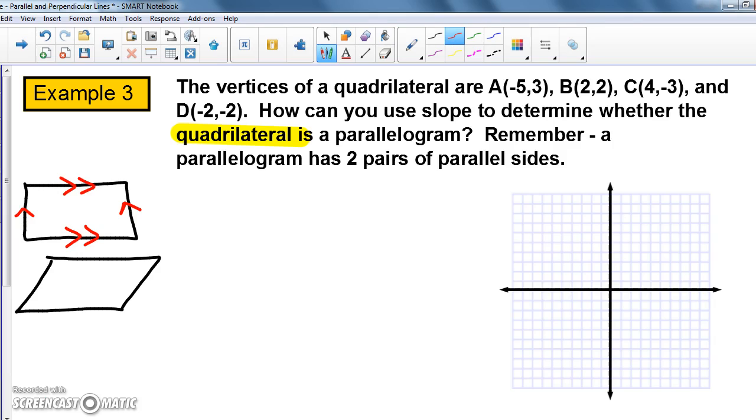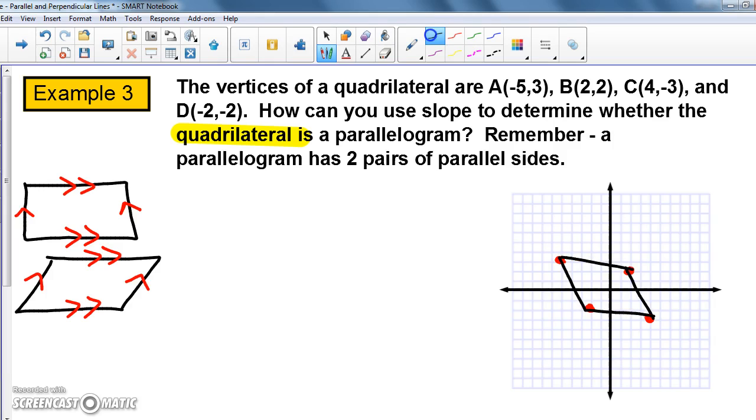Same thing on here, right? This one and this one are parallel. This one and this one are parallel. So let's take a look. If we plot these points, let's see what we have. So we have -5, 3. 1, 2, 3, 4, 5, 3. And we have 2, 2. 4, -3. And -2, -2. Okay. So this quadrilateral looks like this.